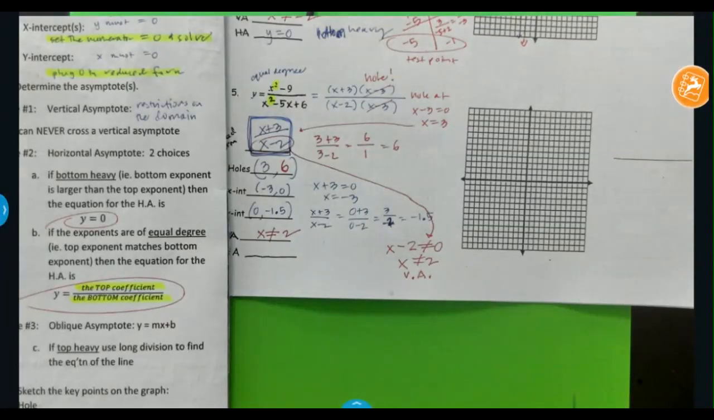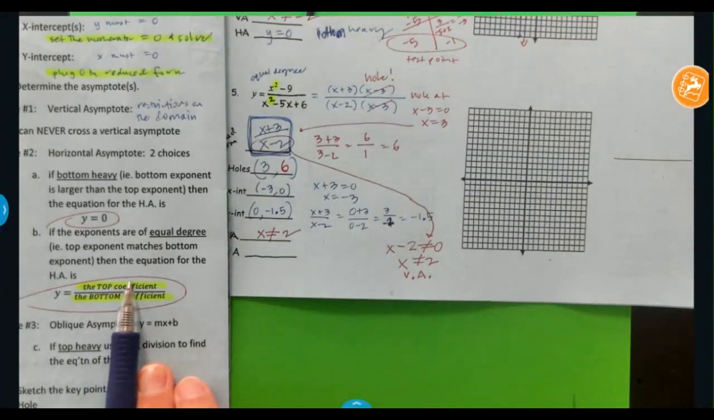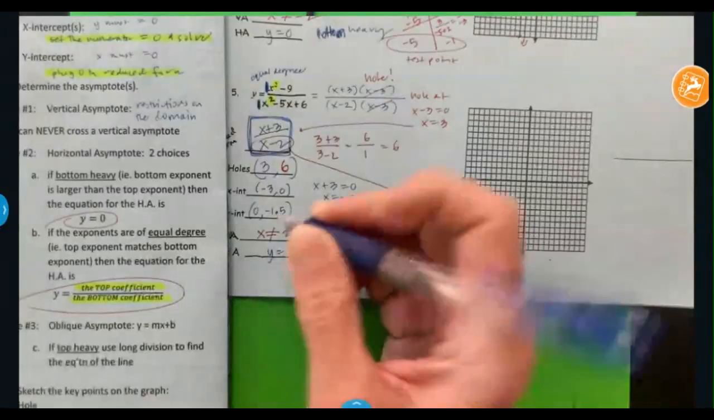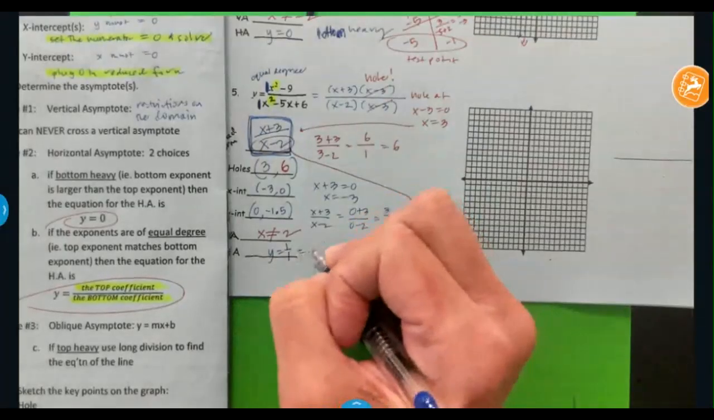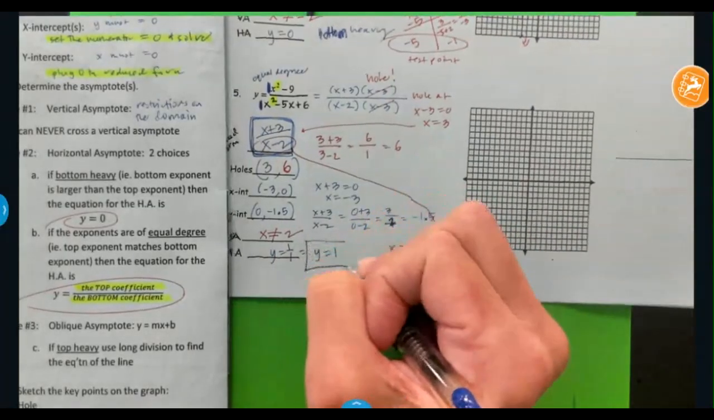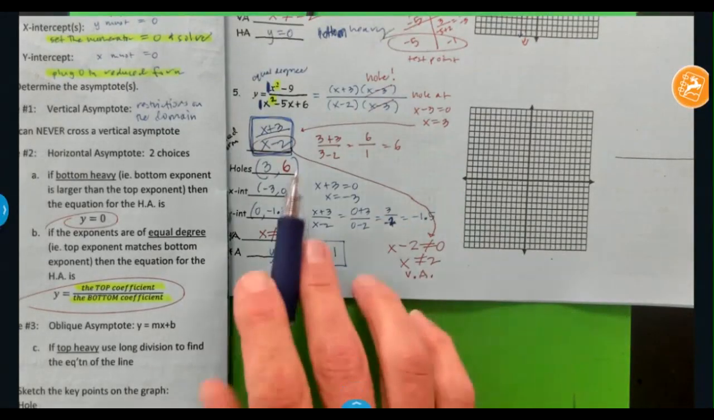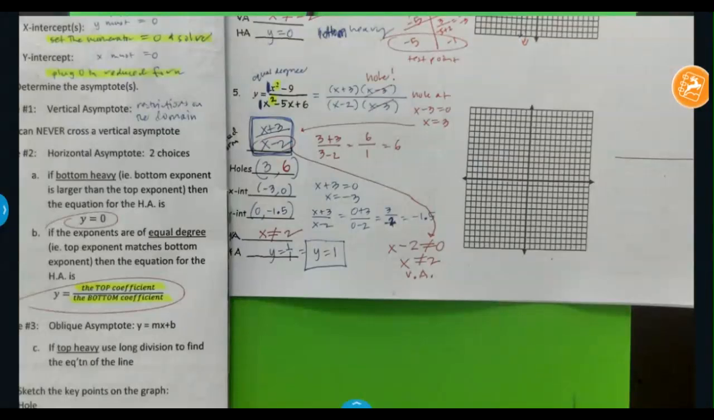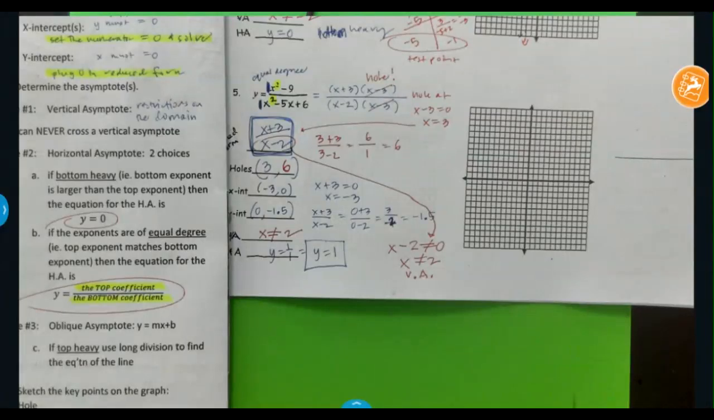So if, and this gets confusing, it's easy for this one, but if they are equal degree, you take the top coefficient. Now, what is the coefficient for both of those things? It's 1, right? 1 is the coefficient. So you're going to have 1 over 1, which is 1. This is your horizontal asymptote at y equals 1. It's not 0 this time. 0 occurs when it is bottom heavy. If they are of equal degree, you take the top coefficient divided by the bottom coefficient.